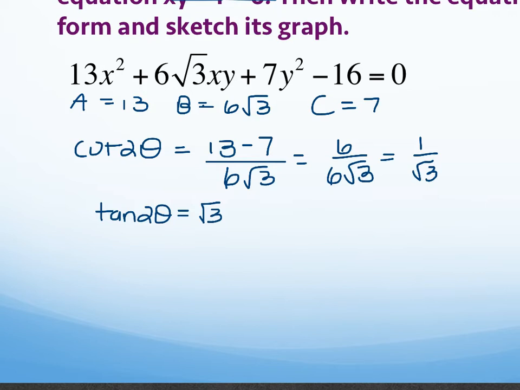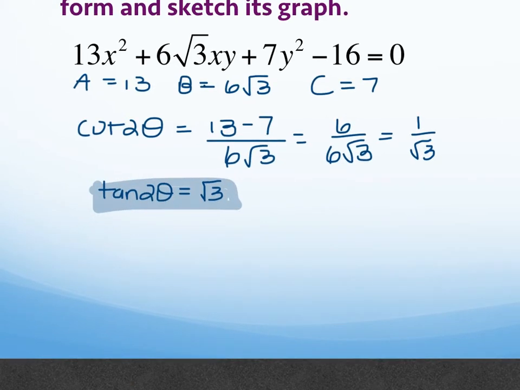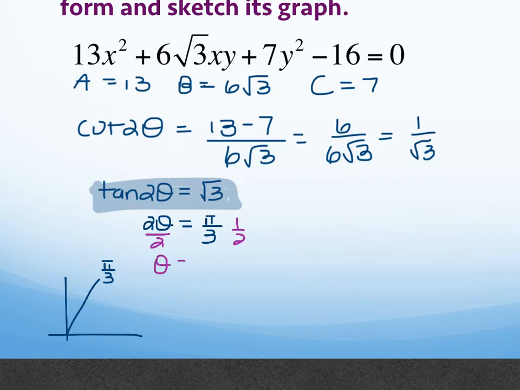Everybody with me so far? So that's the first part. Then I want to go back to my unit circle. I would look at which one has a tangent of root 3, which is pi over 3. And I would say 2 theta equals pi over 3. Divide both sides by 2, which is the most common mistake people forget to do. And I get theta is pi over 6. That's the second checkpoint that's going to earn you some points. Everybody with me so far?